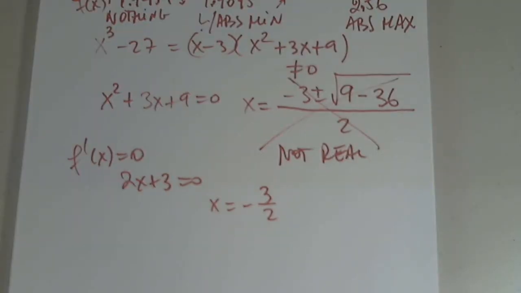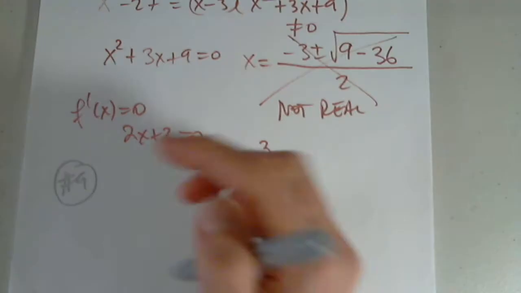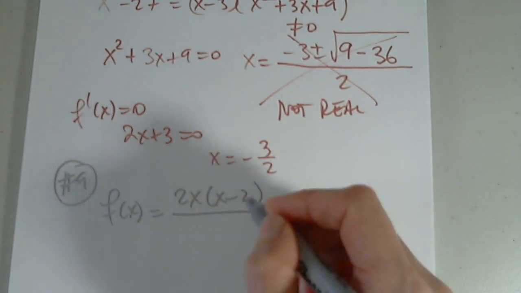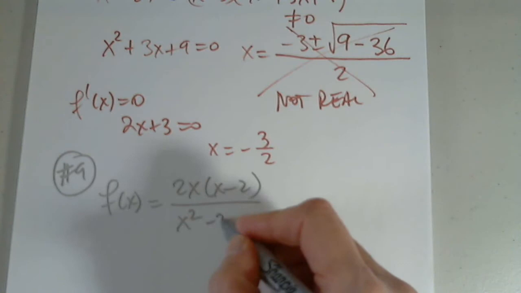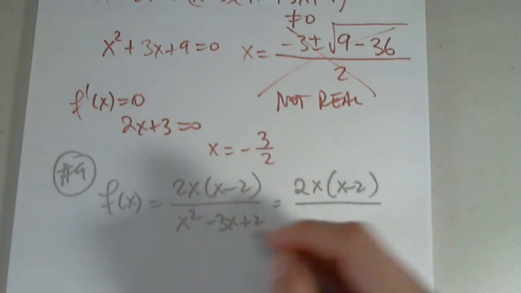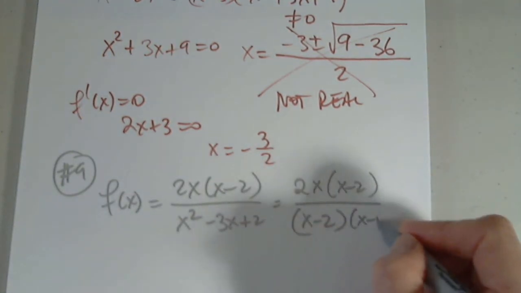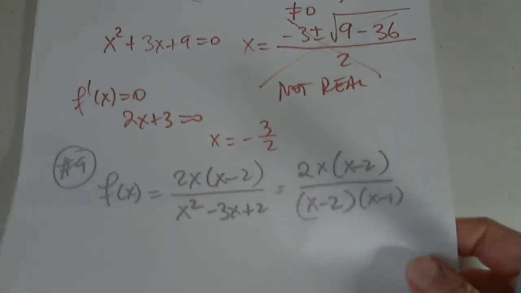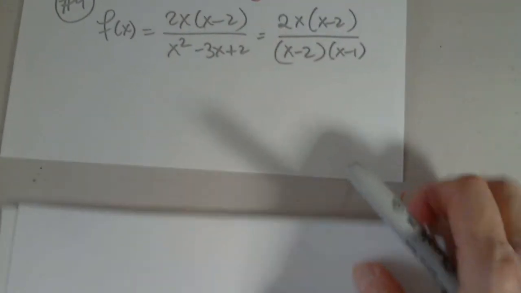Number 9. Okay, perfect. So here we are really asked to do everything. So this is 2x, x minus 2, divided by x squared minus 3x plus 2. And I noticed this. Do not try to simplify anything. Don't touch anything before you state the domain. That would be a terrible mistake, to start simplifying before stating the domain.